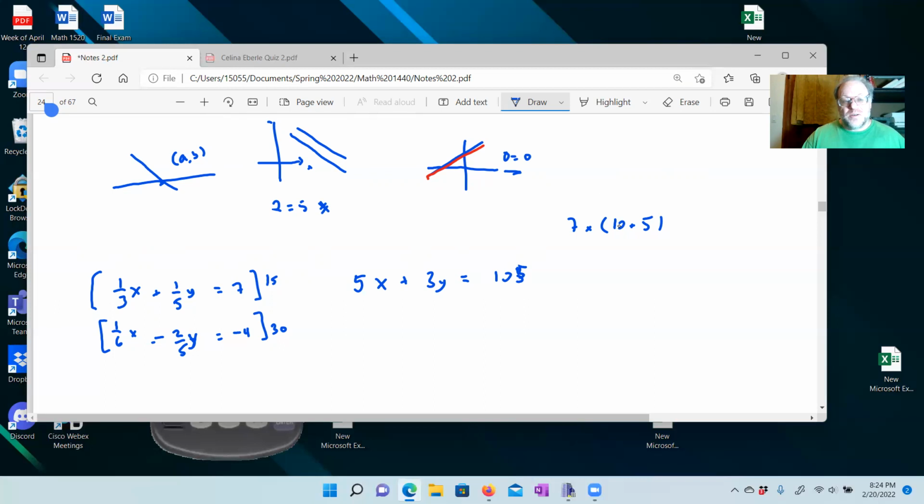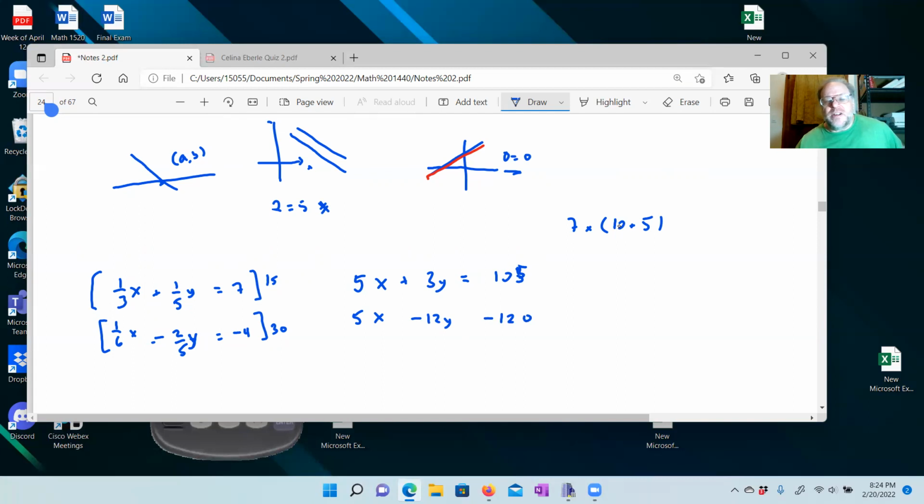So 30 divided by 6, that was 5, right? So that's going to be 5x. And then 2/5, right? 5 goes into 30 6 times, times -2 should be minus 12y. And then 4 times 30 is going to be 120.